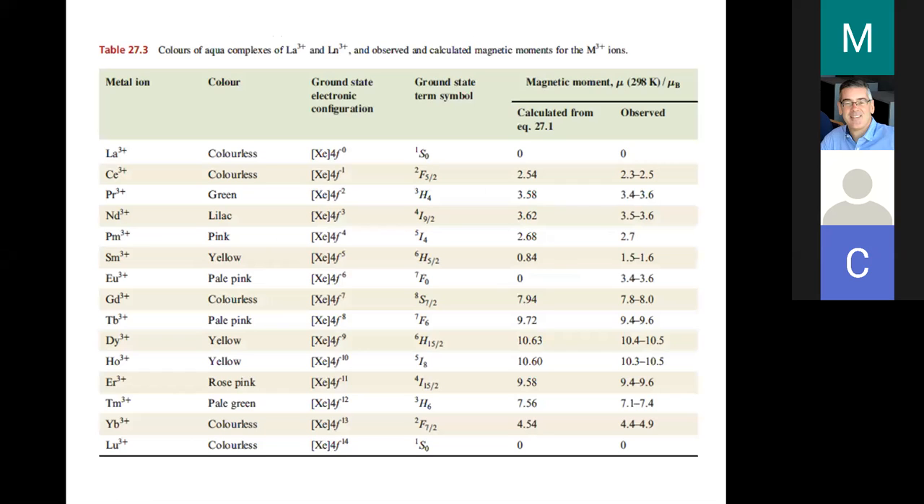Okay, so here's a look at the moments. We've looked at this before, but here you can see, for the common 3+ oxidation state, here are the colors. They're not so obvious from the image I showed you before in some cases. A lot of these are very pale with, again, the exceptions of praseodymium and neodymium.